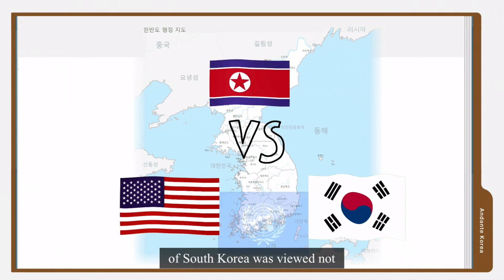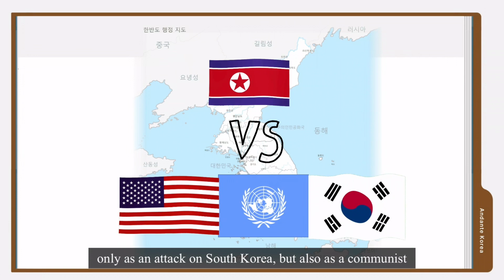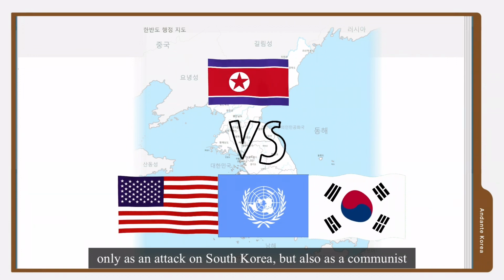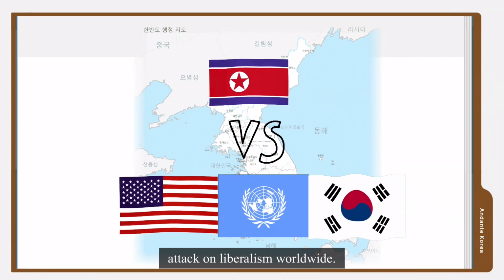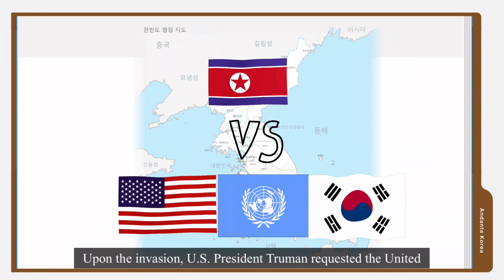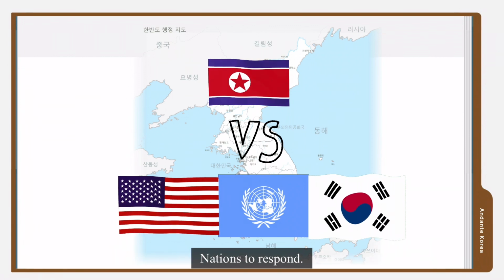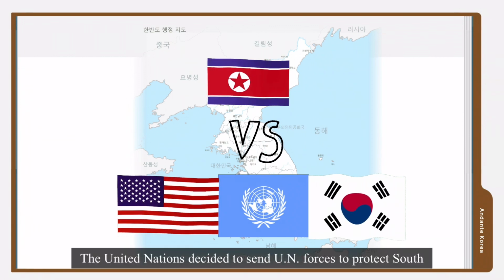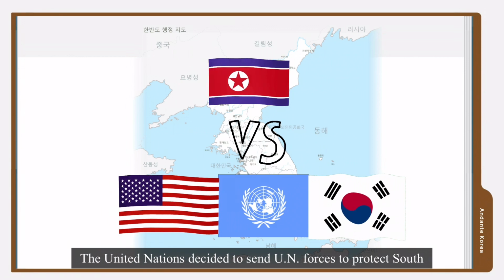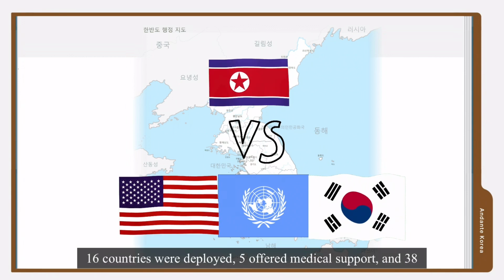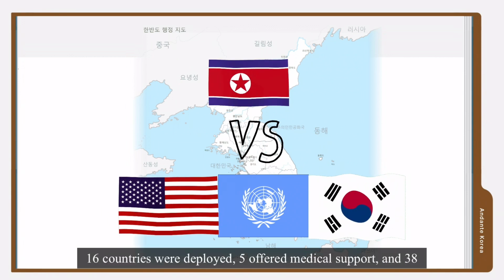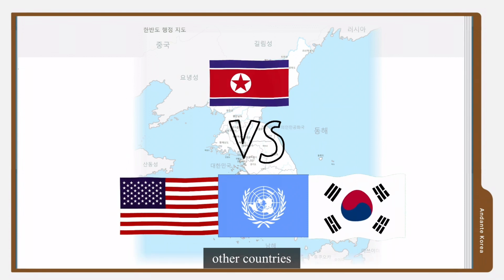North Korea's invasion of South Korea was viewed not only as an attack on South Korea, but also as a communist attack on liberalism worldwide. Upon the invasion, U.S. President Truman requested the United Nations to respond. The United Nations decided to send UN forces to protect South Korea. 16 countries were deployed, 5 offered medical support, and 38 other countries provided material assistance.